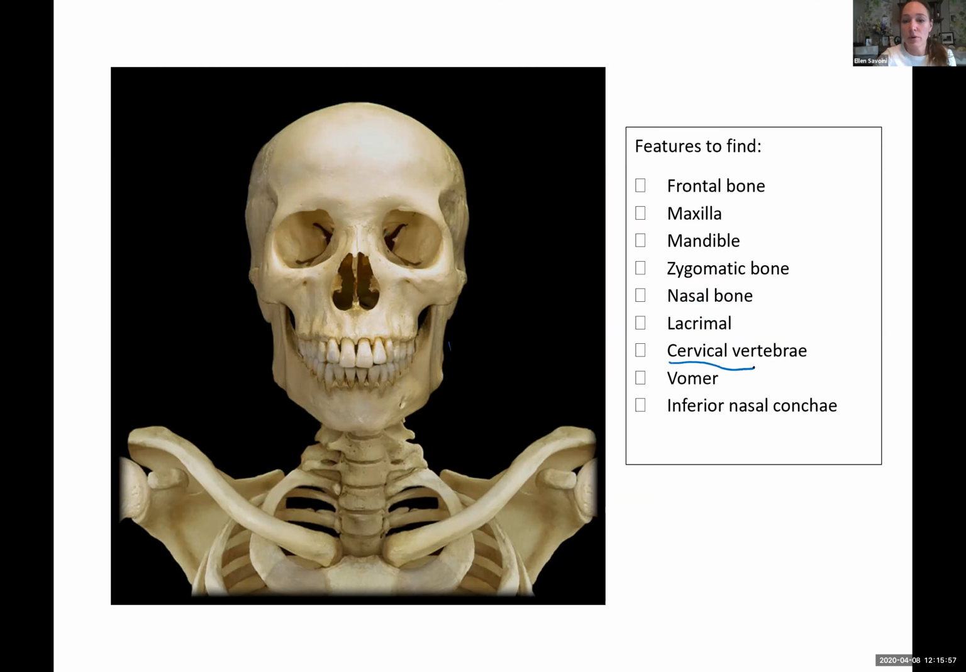Okay, cervical vertebrae. We haven't gotten to that part yet, but they're the vertebrae here in the neck, just so we can identify it. The vomer, that's this line here between the two nasal sides. It's part of your nasal septum, just the bony portion. And then our inferior nasal concha. The ethmoid bone, remember, inside is part of our superior nasal concha as well as our middle. The inferior is actually its own bone, and that's these guys right here.